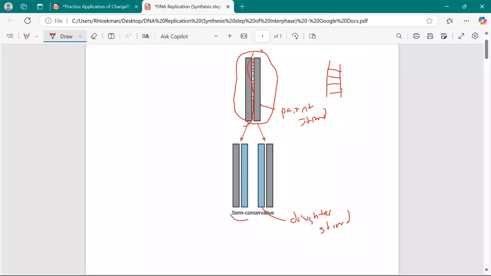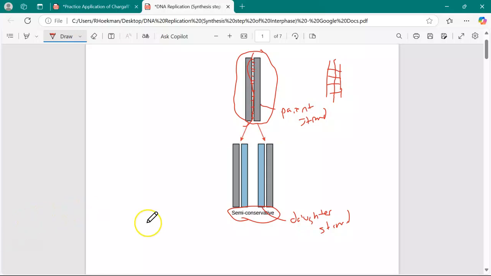So we call it semi-conservative. And in class we talked about conservative and dispersive, where different thoughts in the beginning of how DNA might actually go through that synthesis of how it makes a copy of itself. But we know now that it's semi-conservative. So it takes one half of the DNA. Okay, so it takes that ladder and it cuts the ladder in half, and then it builds a new other half of the DNA.